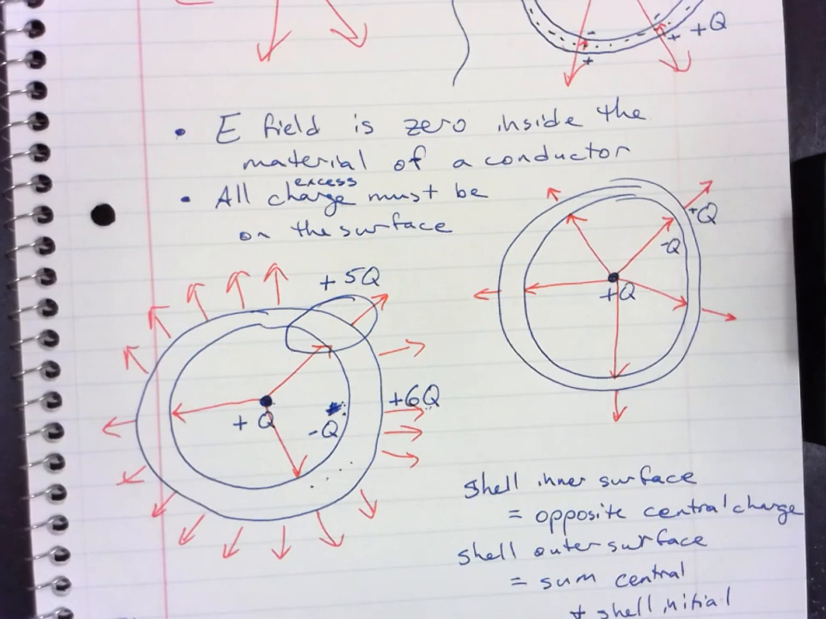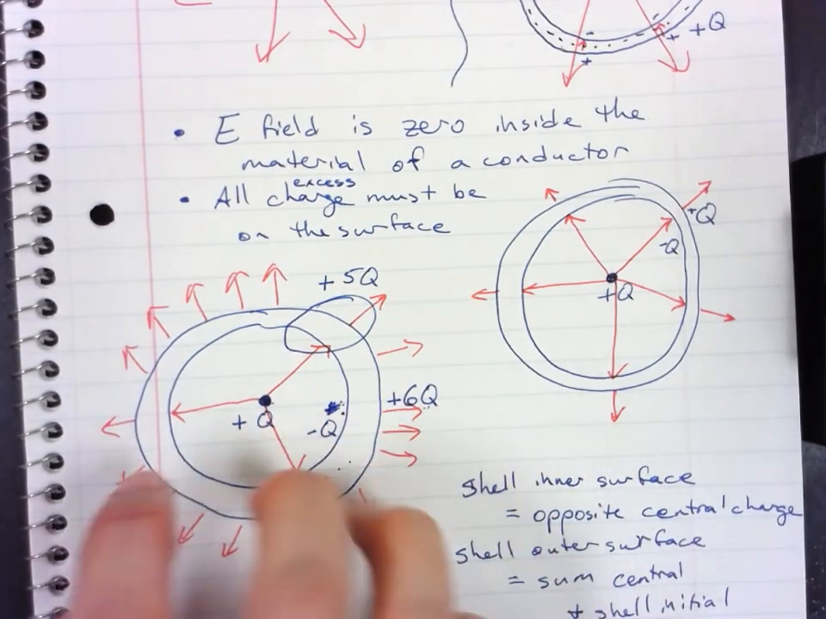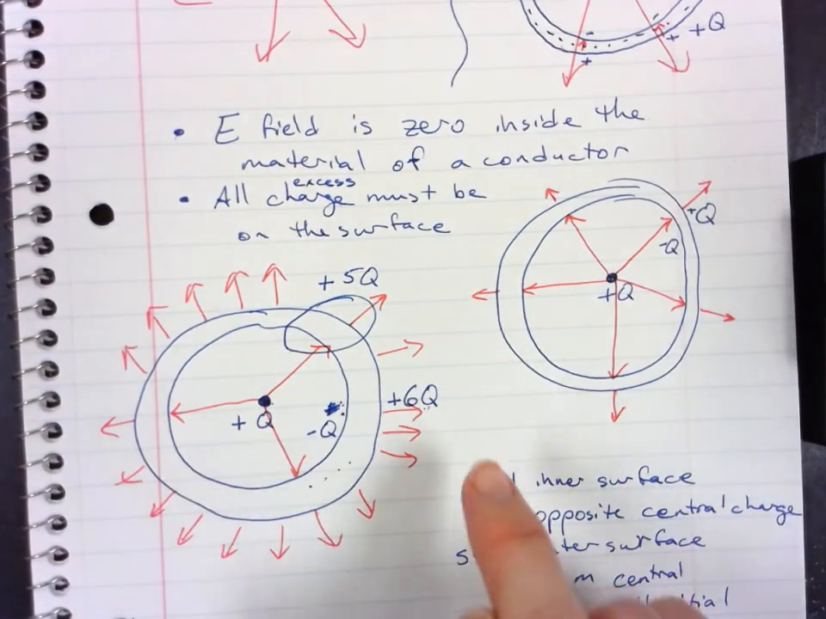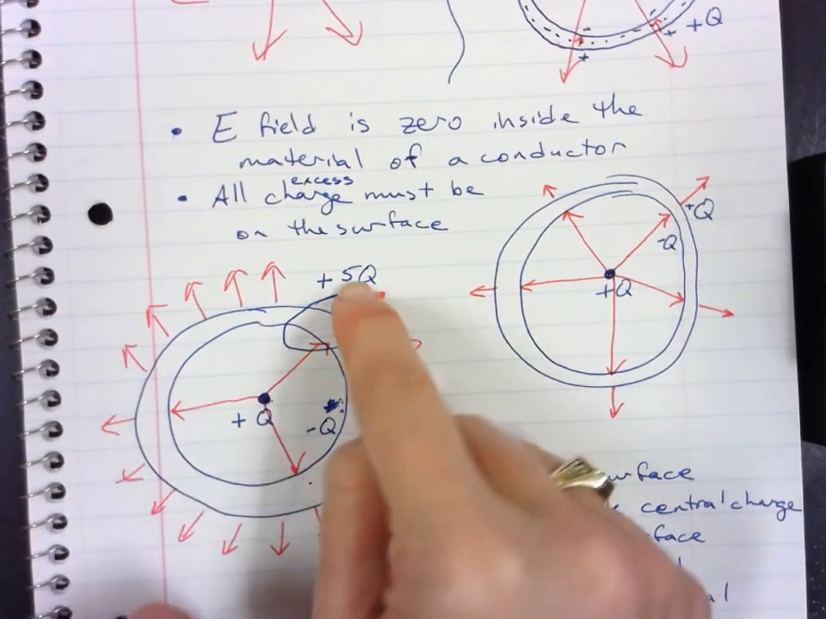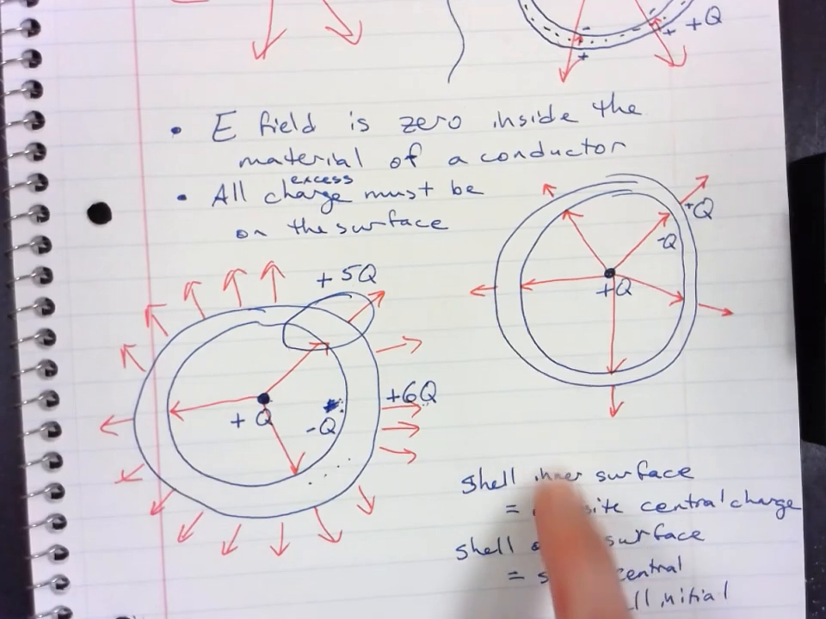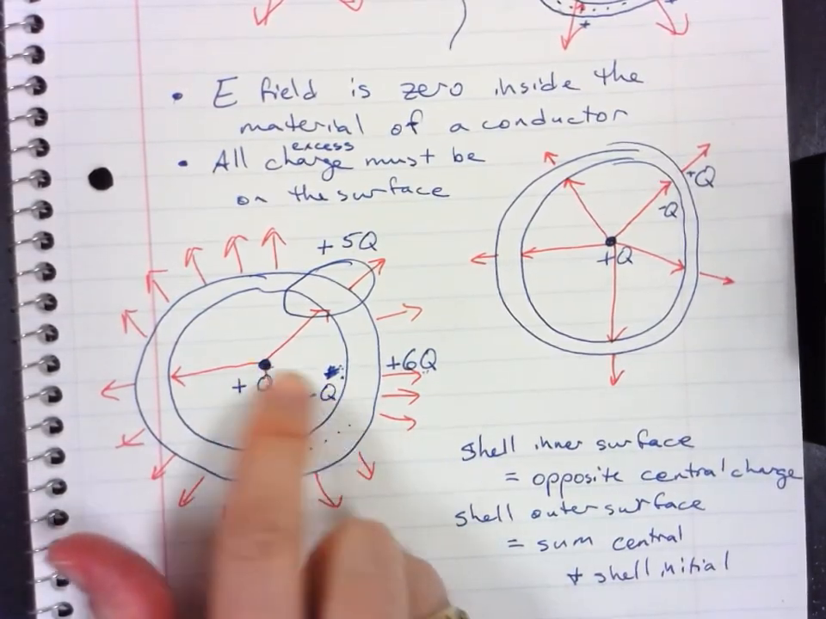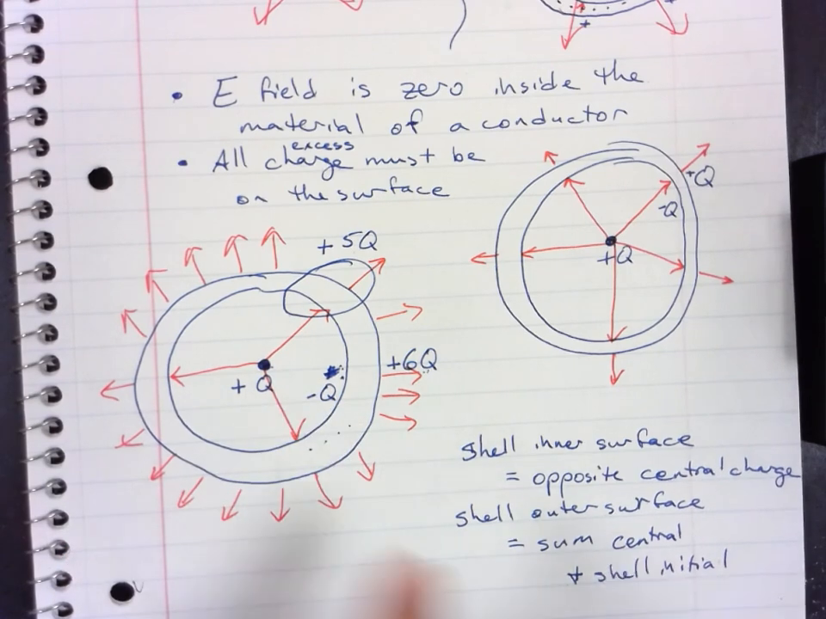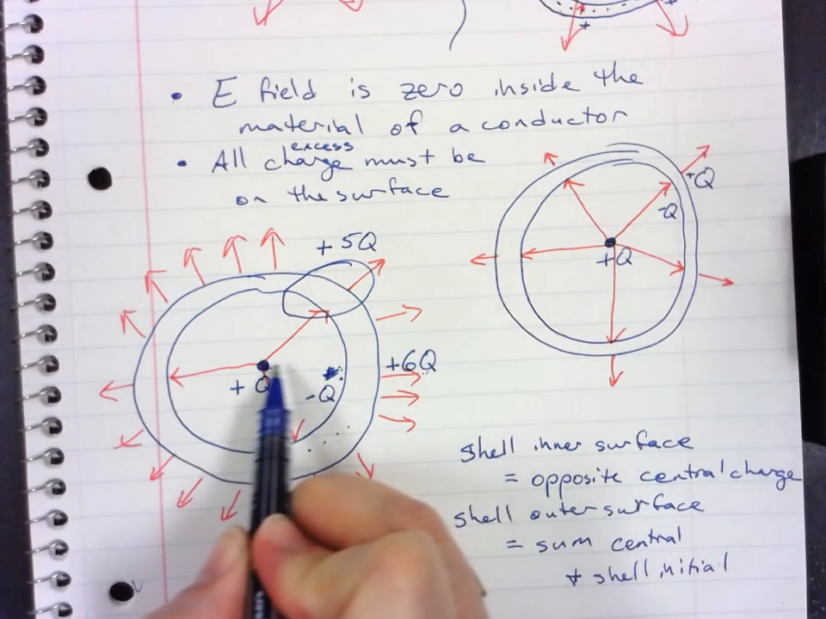So I'm going to ask you some questions on, if you start off with these two charges, what do you get here? Or I could ask you in any combination. I could tell you, if you end up with these two, what is this? Or if I tell you these two, what was this? And you would always use just these two rules. The shell inner surface is always equal and opposite the central charge, and the outer surface is the sum of the two charges. I also am going to ask you to calculate the electric field at different distances.